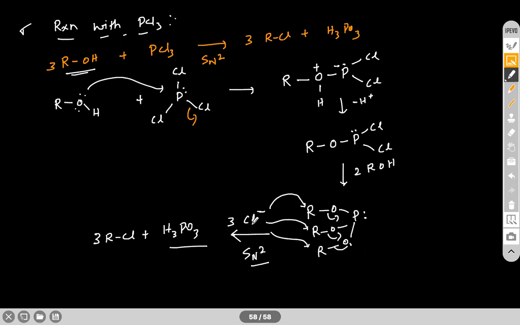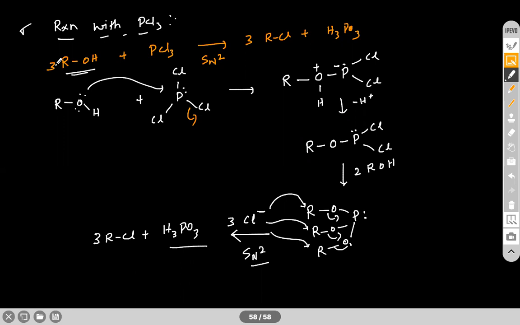Understood? Sir, the alcohol can be 1 degree, 2 degree, or 3 degree, anything. SN2 we have, so the alcohol must be 1 degree here. Okay, sir. And with PCl5? Sir, in the reaction with PCl5, can it be 1 degree, 2 degree, 3 degree? Same thing. SNi and SN2 we have. R is not a factor here, right? Obviously, if SN2 then 1 degree, if SN1 then 3 degree. Okay. Sir, so in that also it can't be 3 degree.